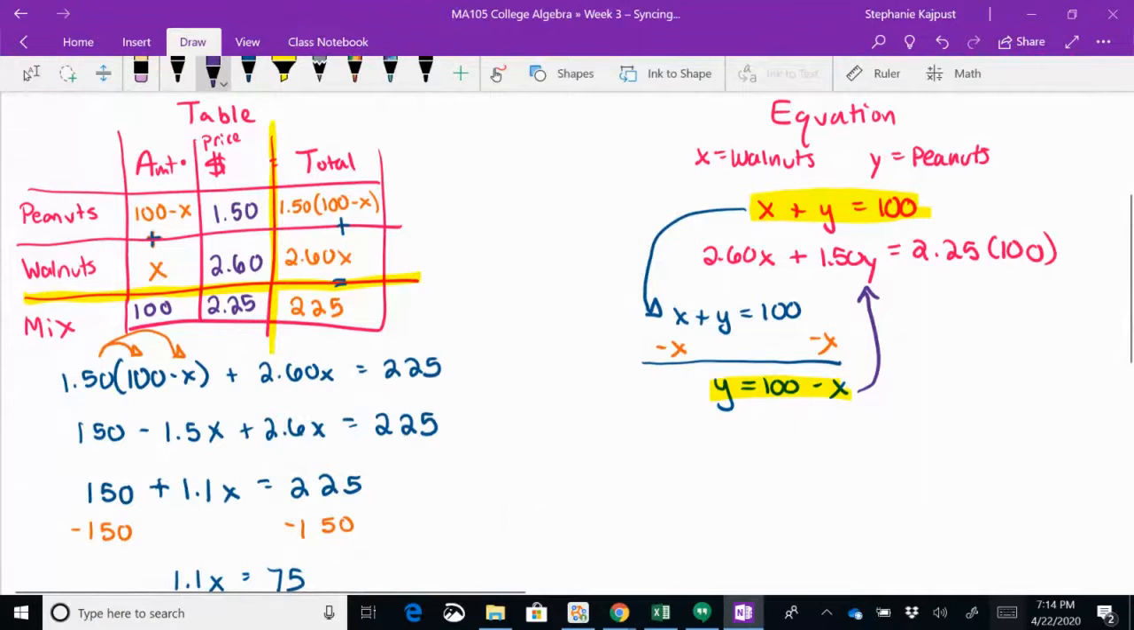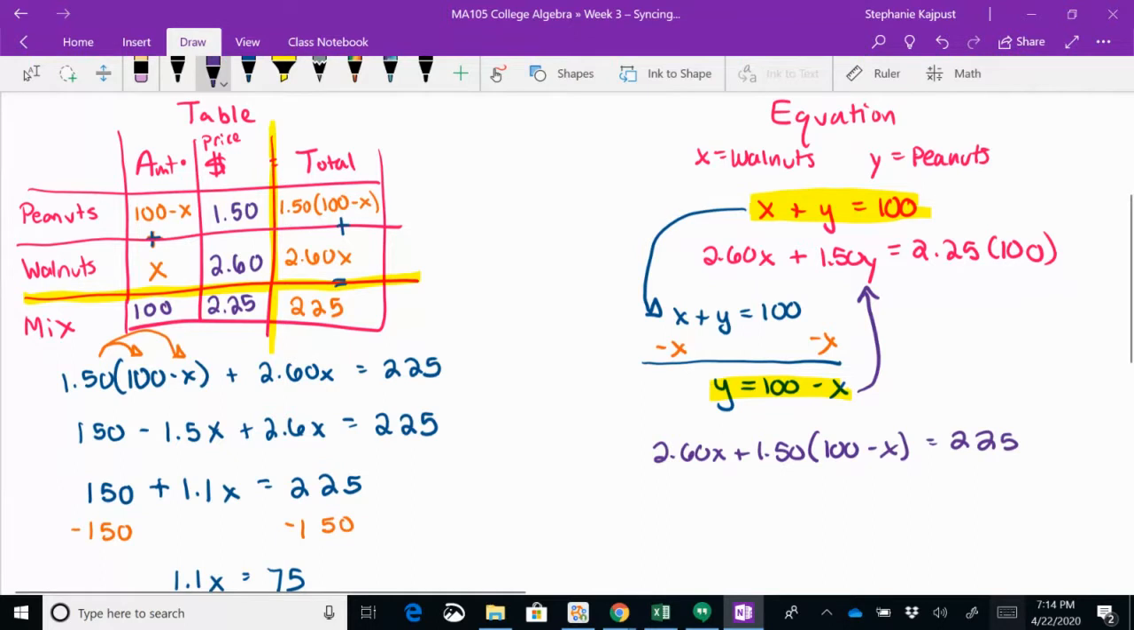So we would end up with 260x plus 150 times y, but y is 100 minus x, and then this equals 225 times 100. You'll see that the left side is now the same thing that we had with the table, and if you multiply 225 by 100, that gets you 22,500. So we end up with the same exact equation as when you do it with a table.